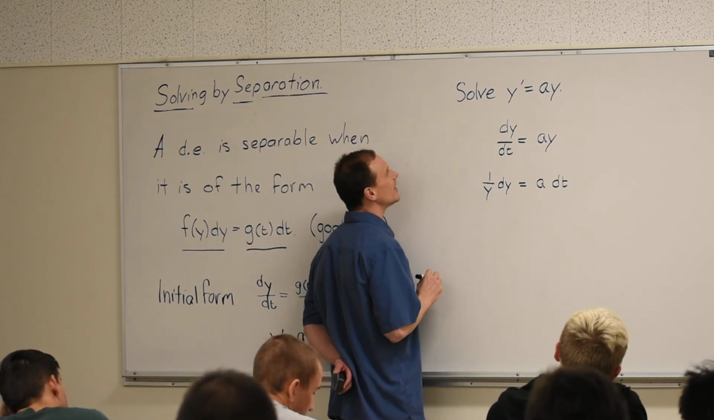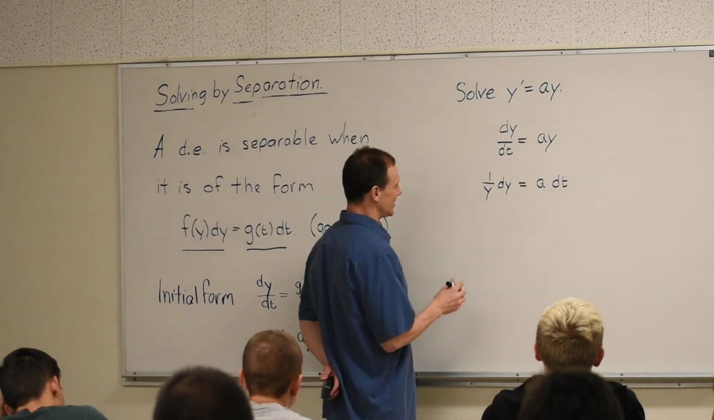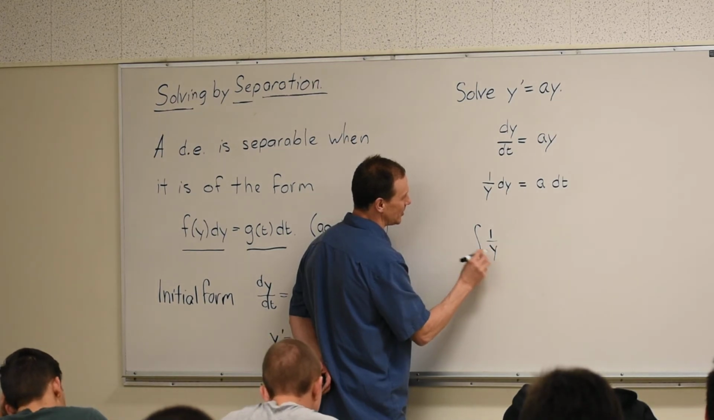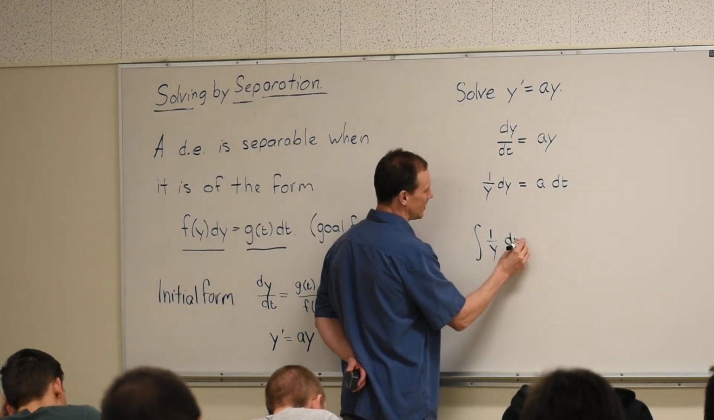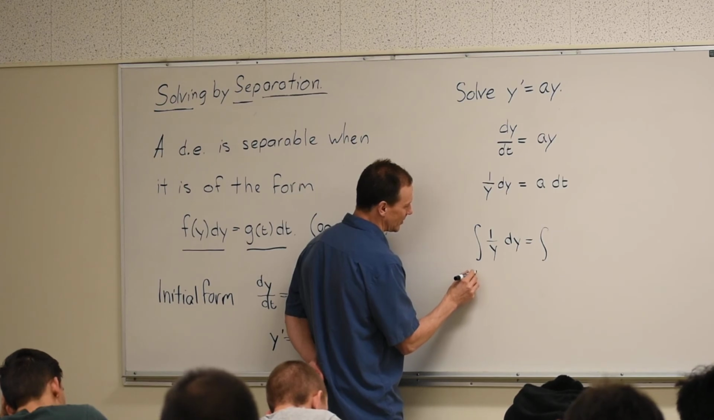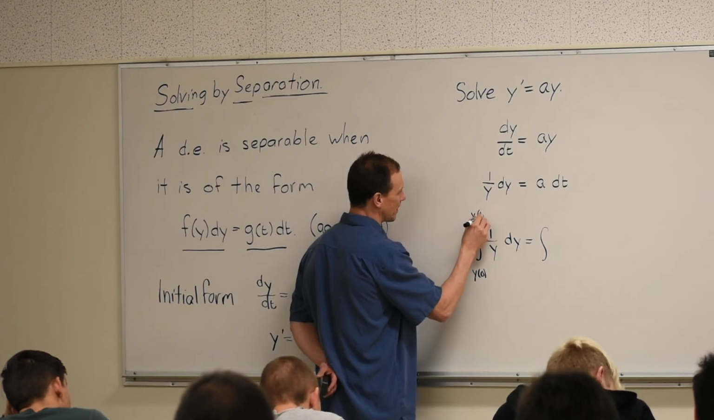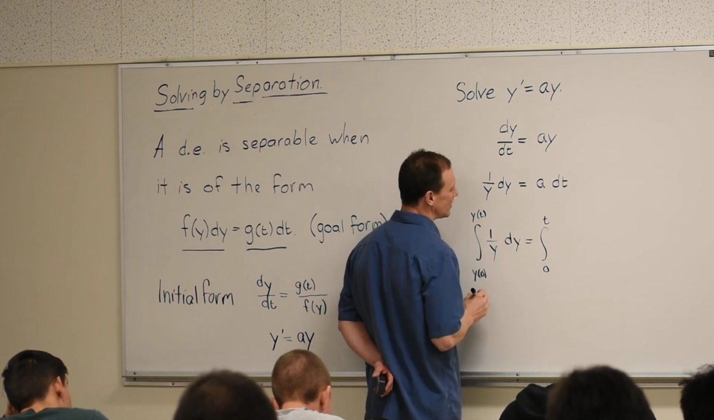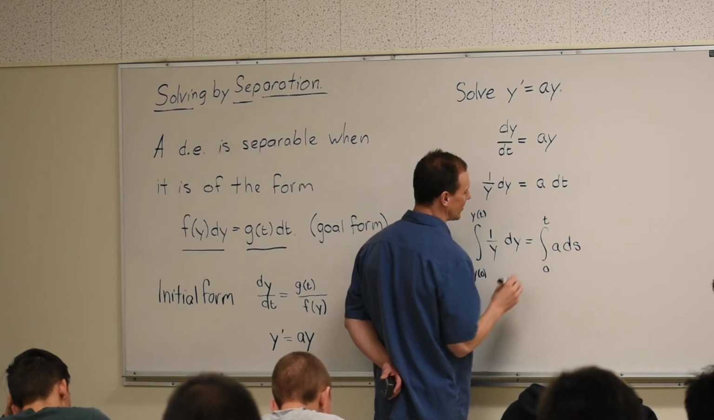And then it's surprisingly this simple. Just integrate both sides. So you integrate 1 over y dy is equal to the integral, and let's put in our limits of integration. So let's go from y of 0 to y of t, and on the other side we're going to go from 0 to t. Normally you change this to a ds.